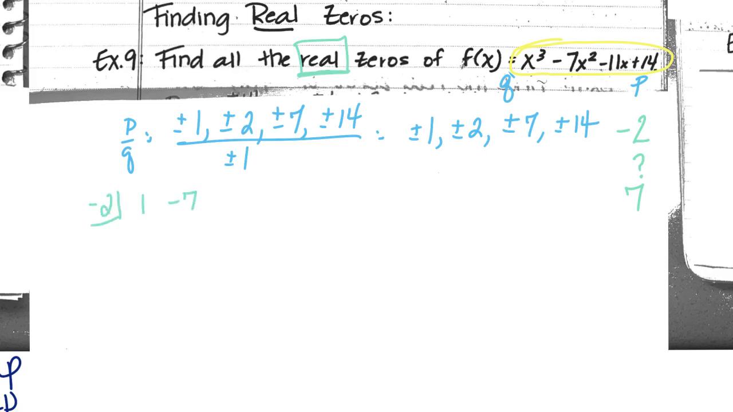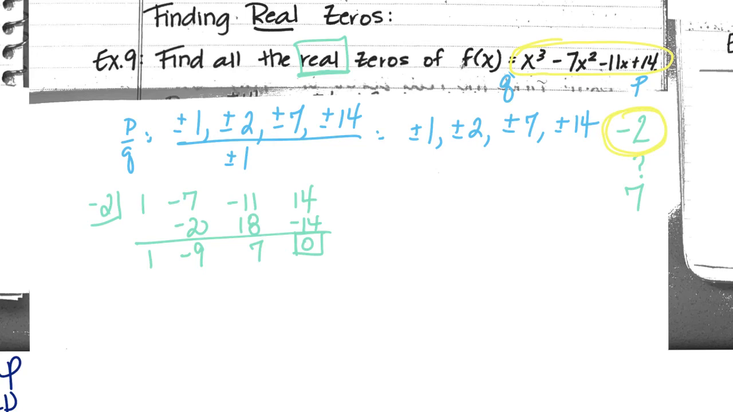I have to put my numbers across. Same thing. I know it's a 0 if 0 is the remainder. And I'm going to do this quickly, hopefully without any mistakes. And it looks like -2 works. Now, let me go ahead and circle that in yellow. This one works. It also says that 7 works.